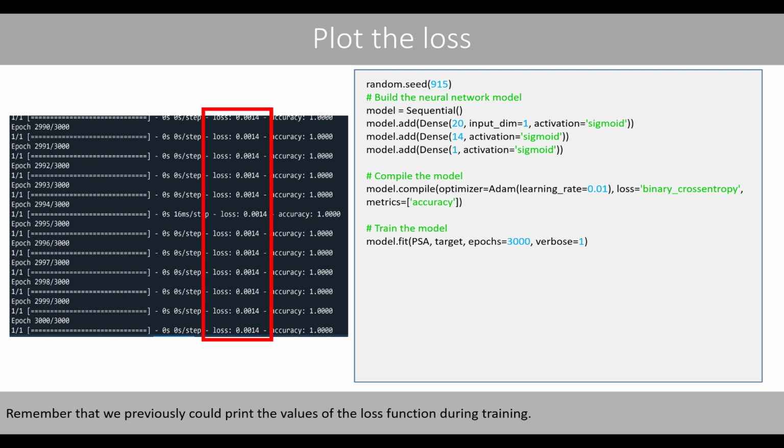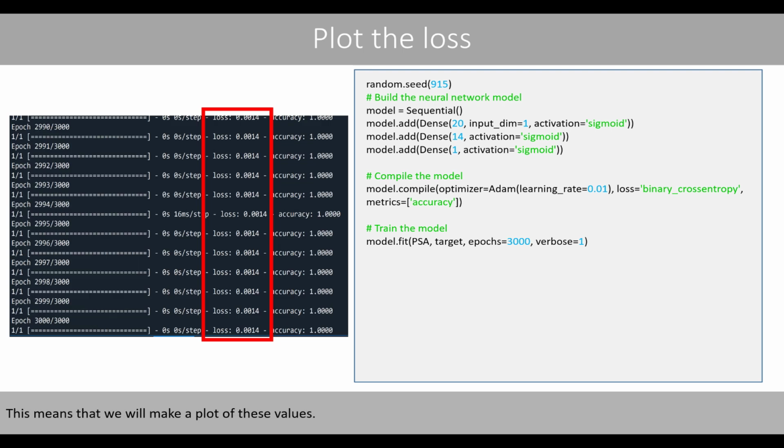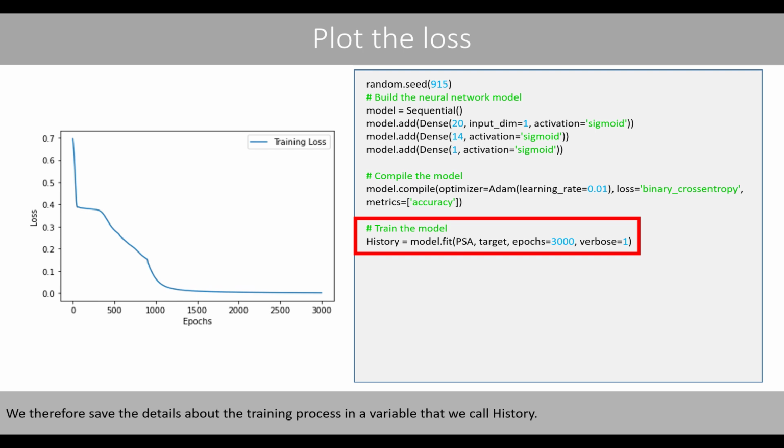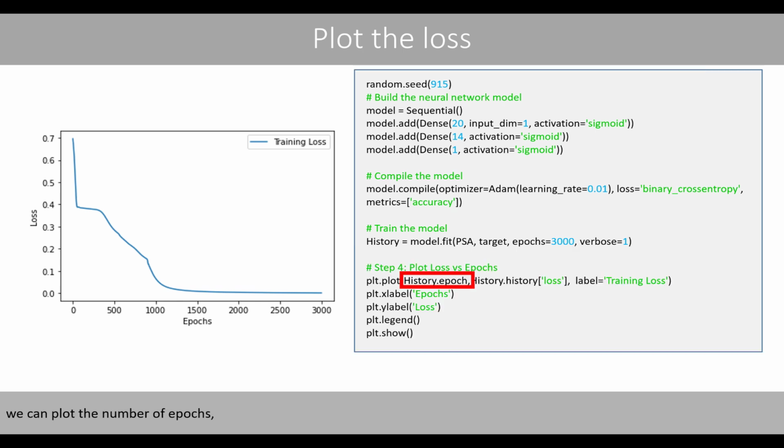Remember that we previously could print the values of the loss function during the training. We'll now see how to make the following plot that shows how the values of the loss function has changed during the training. This means that we will make a plot of these values. We therefore save the details about the training process in a variable that we call history. If we now run this code again, we can plot the number of epochs against the loss.